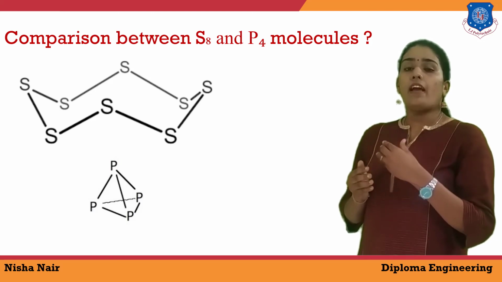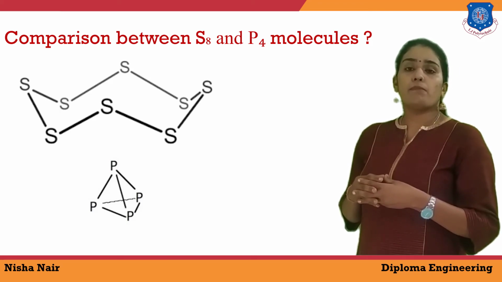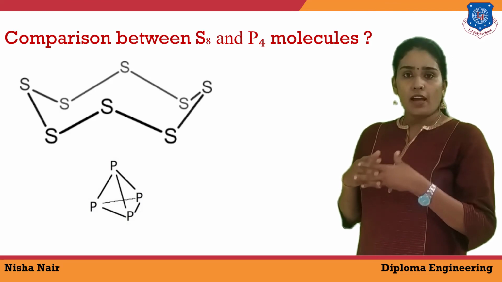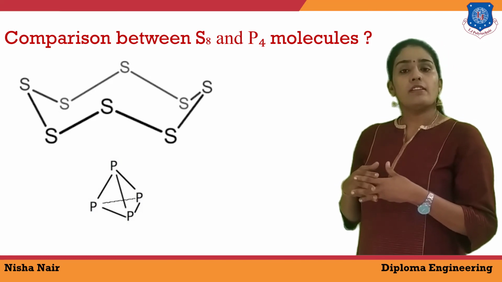So if we compare sulfur and phosphorus molecules, the sulfur molecule has a higher melting point because sulfur has a larger number of electrons and its surface area is high compared to phosphorus. Therefore sulfur has a higher melting point than phosphorus.